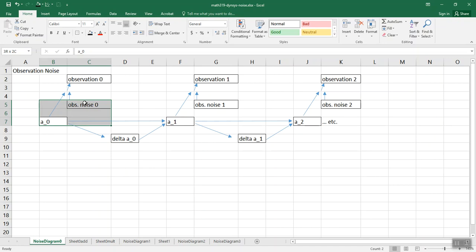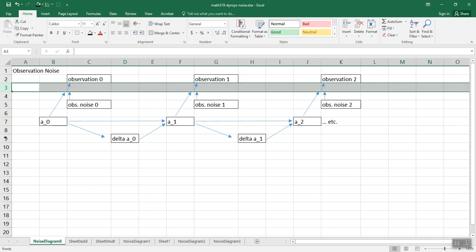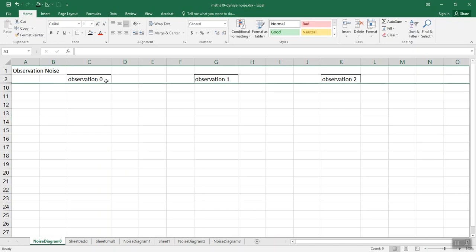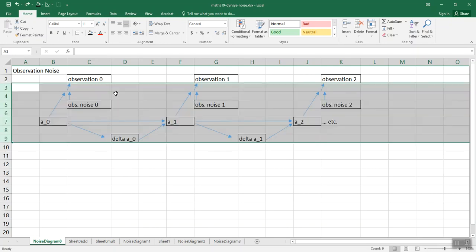So I combine those two to get my first observation. And then the system does its thing. We have a delta amount and the new value, and then I get an imperfect observation of that value, and then it happens again, etc. So in observation noise, this is what's really going on, but all we can really see is that. All we really see is the observations.